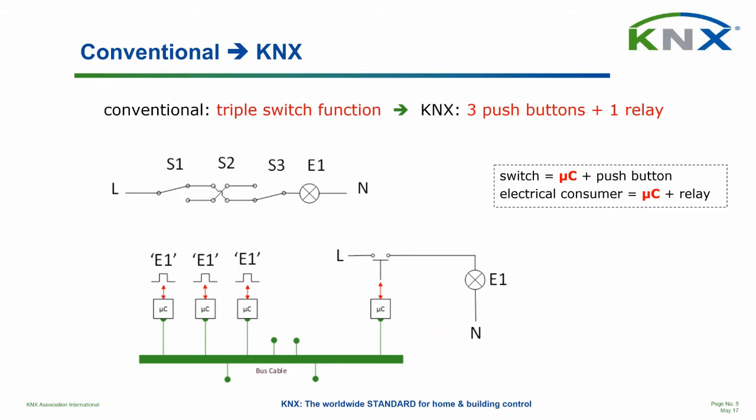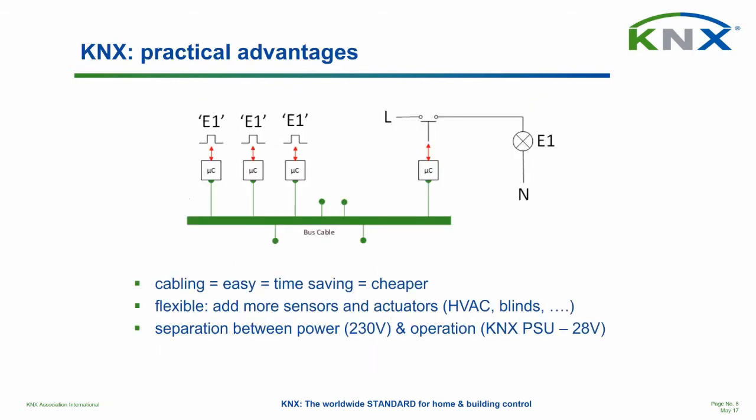So let's have a look at the next slide, because this concept, this constellation, has definitely some very important practical advantages. First of all, the cabling of such a system is really easy. Easy means one can save a lot of time just because of the cabling, which means that the cabling aspect of such a system is much cheaper in comparison to conventional technology.